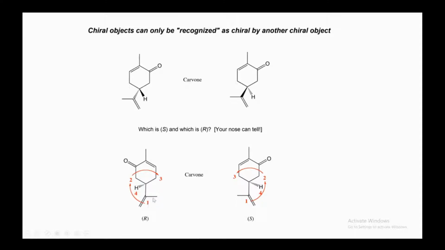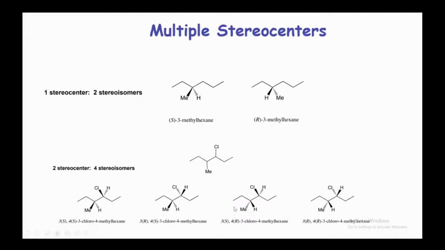So number 1 priority is this, and goes to 2, and then 2 goes to 3, and number 4 is hydrogen. So this is a clockwise rotation, that is R. Now if you see here 1, then number 2 is this one, and 3, and this one 4. And now this is anti-clockwise, counterclockwise, this is S configuration.